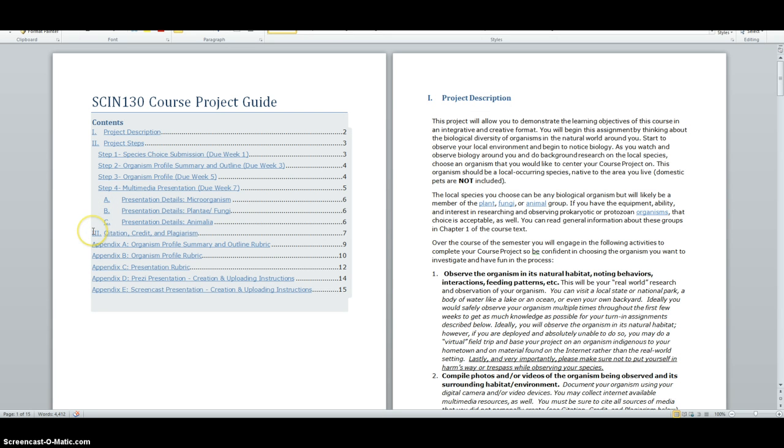Other things to consider in this guide are going to be citation credit and plagiarism information, and all of these appendices are going to give you more specifics on the grading and how-tos on each of the components of the course project, including the organism profile summary and outline, the organism profile itself, the presentation, and then Appendix D and Appendix E are going to give you information on how to use Prezi and Screencast.